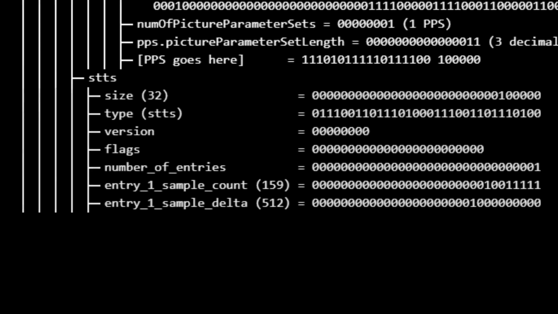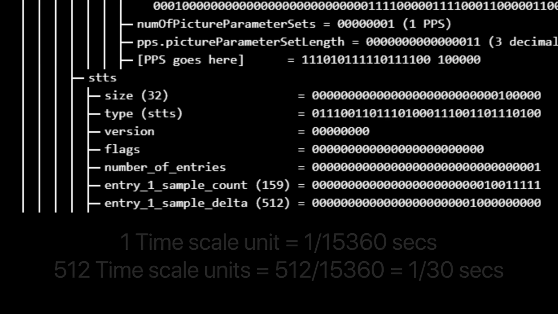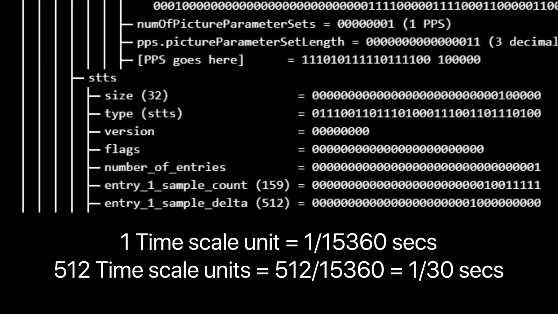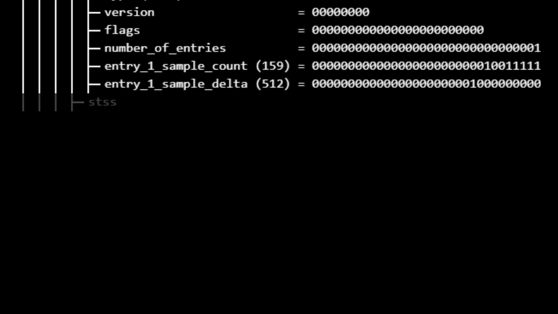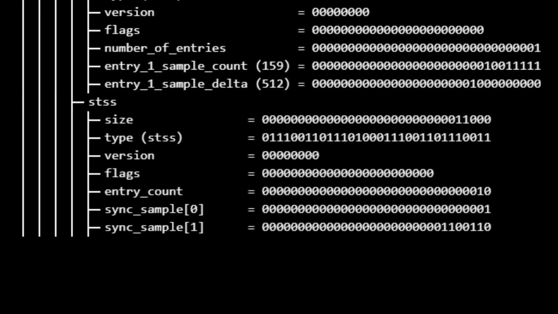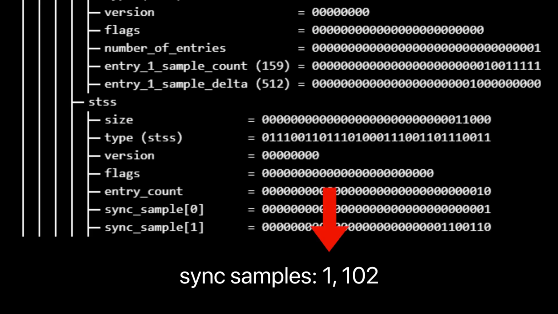Then, add the sample to time, or STTS item. This item determines the amount of timescale units per NAL unit. Remember that each timescale unit is 1/15,360th of a second, so 512 timescale units would be 1/30th of a second, or 30 FPS. Next, add the sync sample item, or STSS. This item contains the sample number of each IDR frame. Remember to add 1 to the sample number, because for some reason, MP4 samples start at 1, not 0.